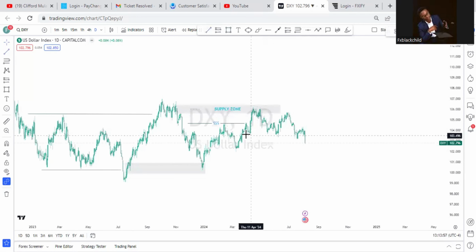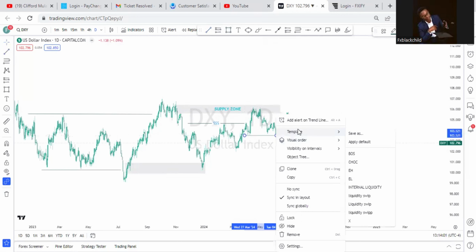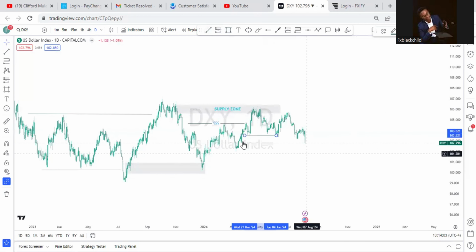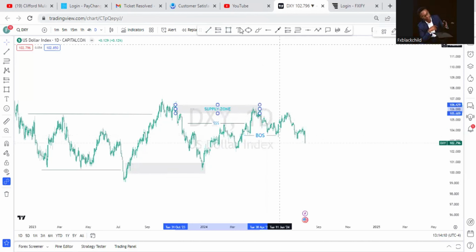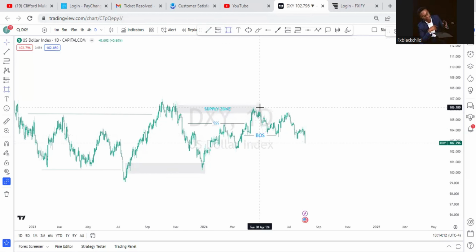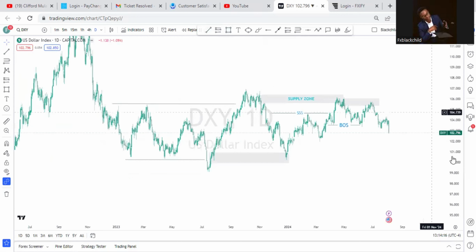As the market went down, we're seeing a change of character, or change of market behavior, whereby the market came down and then we're seeing a break of structure, or change of character, that is telling us that the market is interested in continuing to push down. So as a result, we're seeing the market just push down.